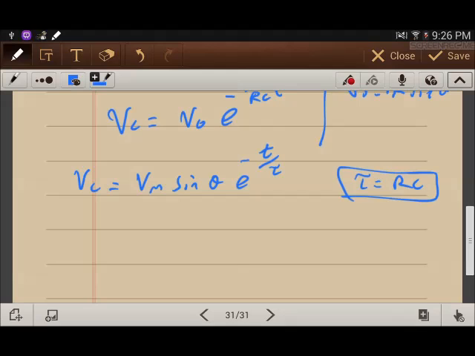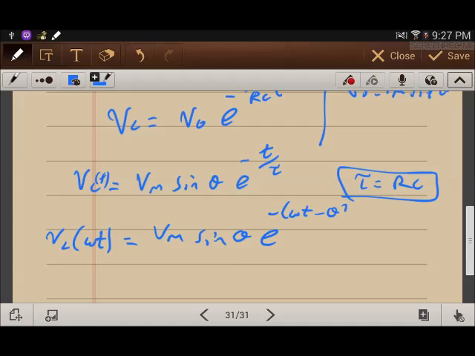So now if we want to express VC as a function of omega t, as it is now a function of t, we simply put V maximum sine theta e to the minus omega t minus theta over tau multiplied by omega.